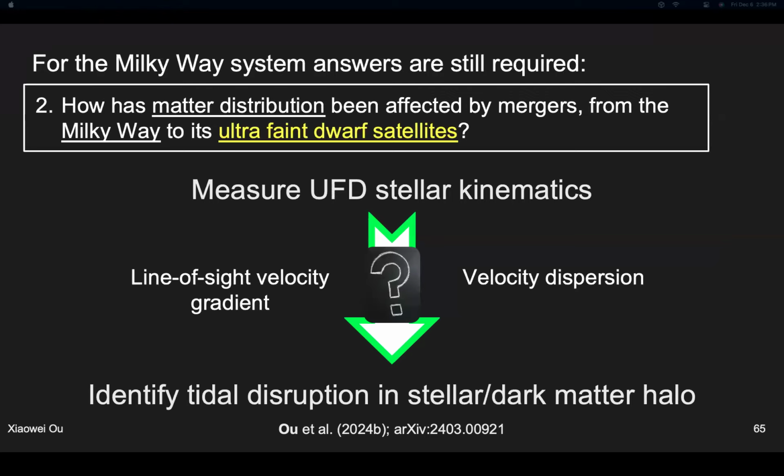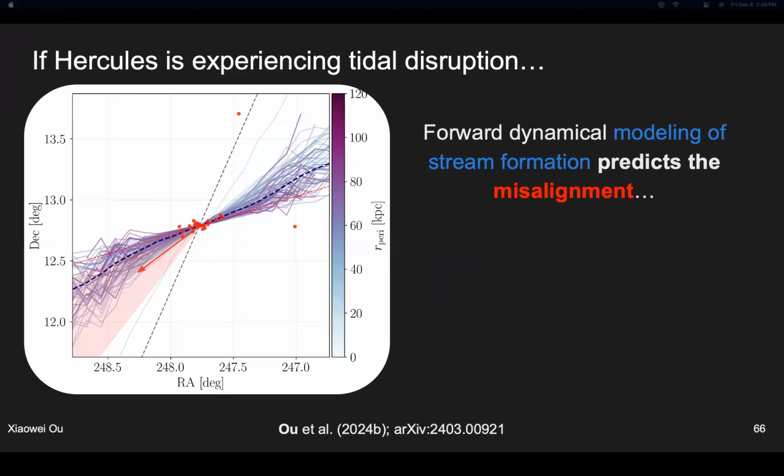Looking back at the question that we had, how has the matter distribution been affected by mergers? We decided to go the other way around and ask, how should the matter distribution be affected by tidal disruption? So instead of going from the observed stellar kinematics to the underlying disruption scenario, we ask: if we take Hercules, or a system that's moving like Hercules, and assume that it is indeed undergoing tidal disruption, how should the stellar stream distribute in the sky? If the stream is indeed forming, where should the stream lie?